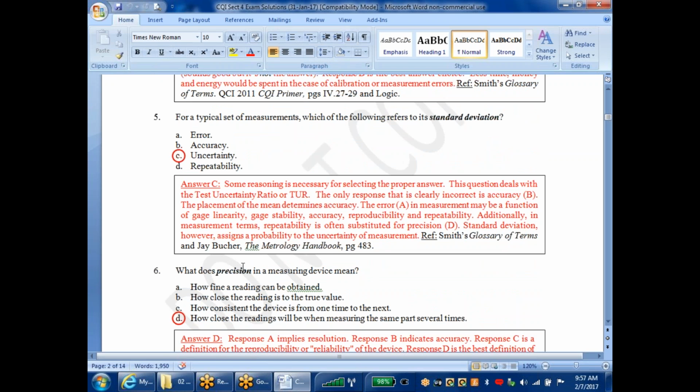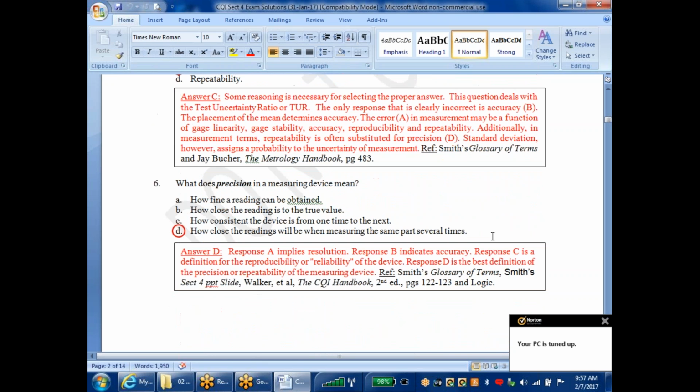And when we go through and read the answer solutions here, when we're talking about standard deviation, we're talking about test uncertainty. It really leads you right to the answer choice, and that's C. So standard deviation speaks to the probability of uncertainty of measurement. You would have found that in the glossary, actually. That wasn't in, that I could find, in your textbook, though.